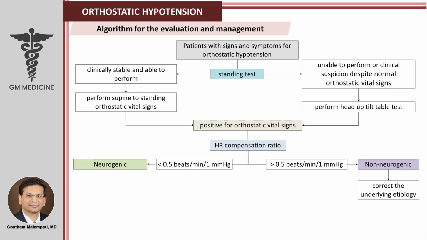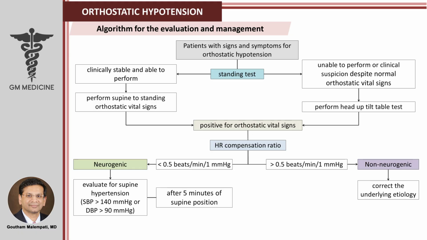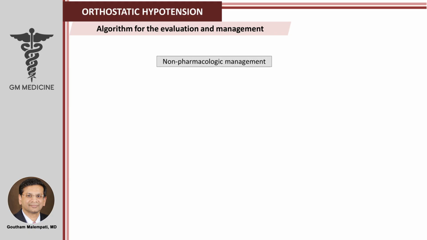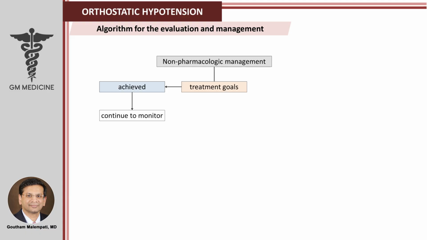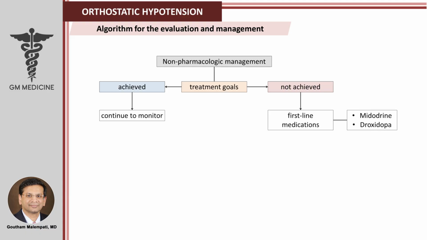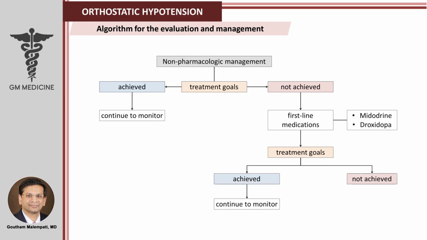In case of neurogenic orthostatic hypotension, evaluate for supine hypertension, which is defined as systolic blood pressure greater than 140 mmHg or diastolic blood pressure greater than 90 mmHg after 5 minutes of supine position. Start with non-pharmacologic management, and if the treatment goals are achieved, continue to monitor. If not, then add first-line medications such as midodrine or droxidopa, and if treatment goals are achieved, continue to monitor. If not, add second-line medications.